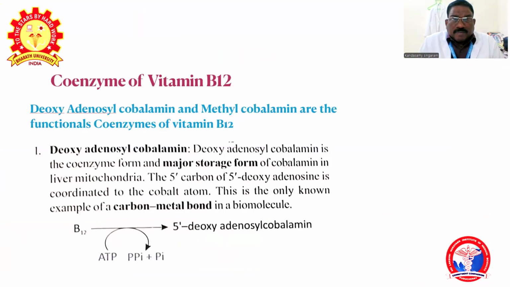What are the active forms of vitamin B12? We already discussed there are two important active forms of vitamin B12, namely deoxyadenosyl cobalamin and methylcobalamin. Let us see the first coenzyme for vitamin B12, that is deoxyadenosyl cobalamin. Deoxyadenosyl cobalamin is a coenzyme and the major storage form of cobalamin in the liver mitochondria. The 5' carbon of the 5' deoxyadenosine is coordinated to the cobalt. This is the only known example of a carbon metal bond in a biomolecule.